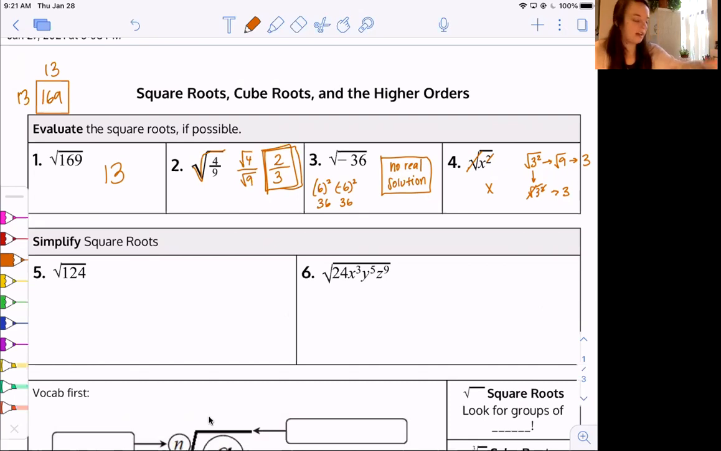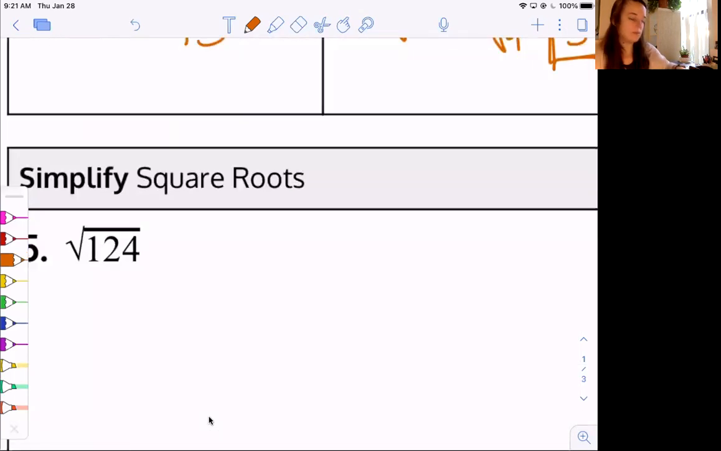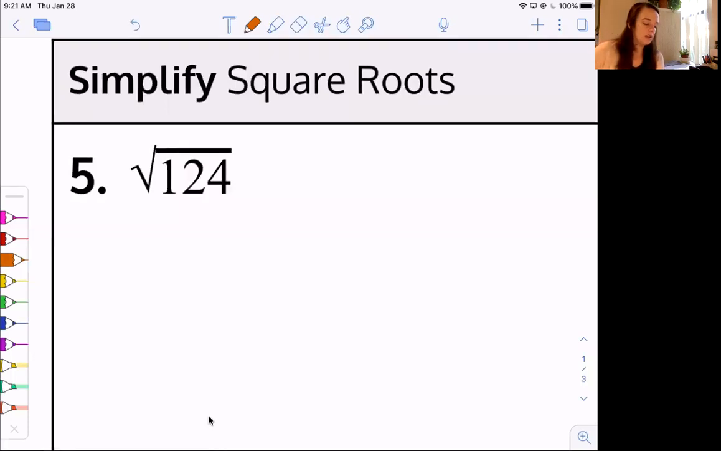Okay, go ahead and try this problem on your paper, right? So you're using what we were just thinking about with the example that was already done for you. What can you break 124 down into? Thank you for your vote. Just so you're aware, we had some 2s, 3s, 4s, and 5s.